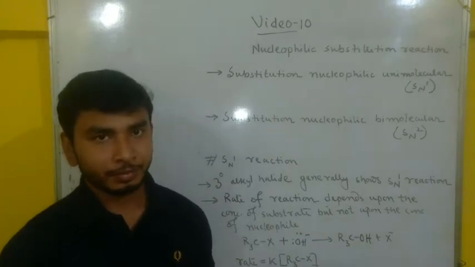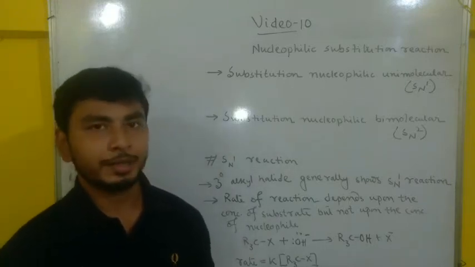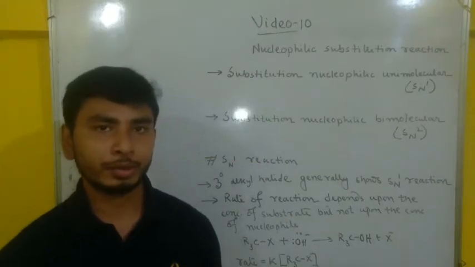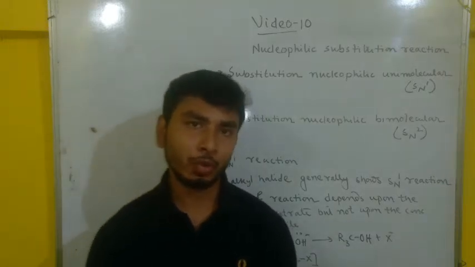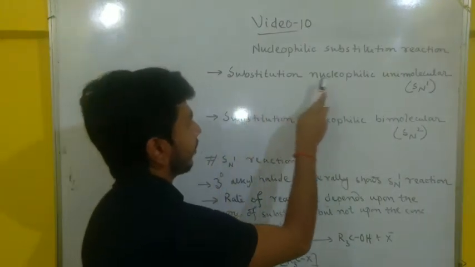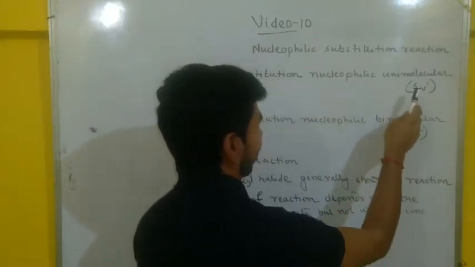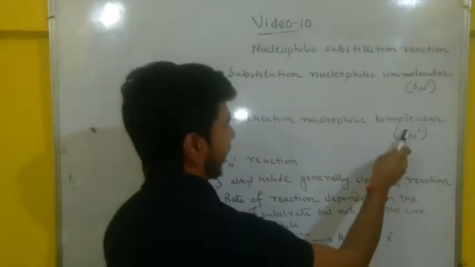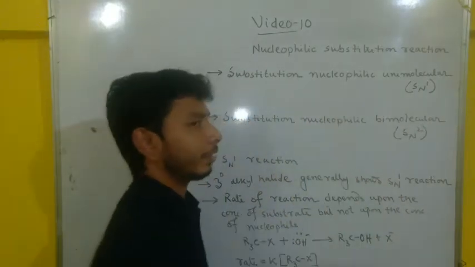Now we are coming with our 10th video class. In this video class we will discuss the types of nucleophilic substitution reactions. Nucleophilic substitution reaction is of two types. One is substitution nucleophilic unimolecular, represented as SN1. And another is SN2, that is substitution nucleophilic bimolecular.